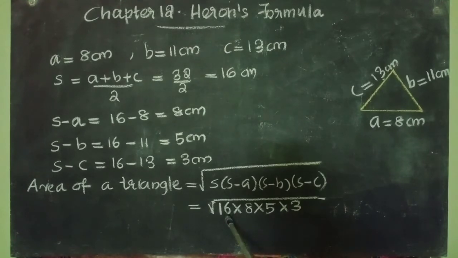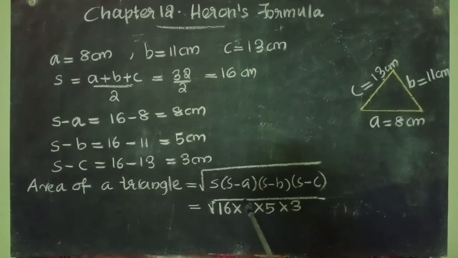We know 16 is a composite number. We can factorize it. 8 is also a composite number. We can factorize it. 5 is a prime number. 3 is a prime number. What is a prime number and composite number? A number which has factors 1 and the number itself is called a prime number. Here the 5 and the 3 we cannot factorize again. So let them be there.